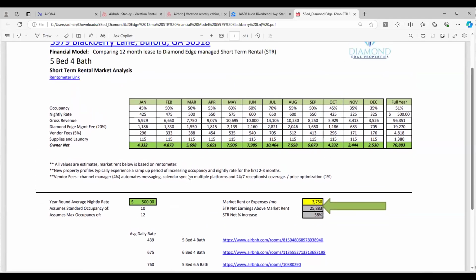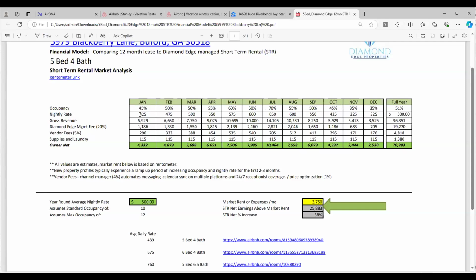5 bedrooms, sleeps up to 10 people. And so you want to put in what your seasonality is. Usually in most markets during the spring and summer, you're going to have higher occupancy levels. In the fall and winter, you're going to be lower, right? And then your average for the full year.